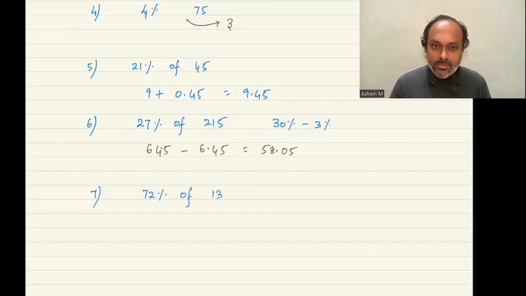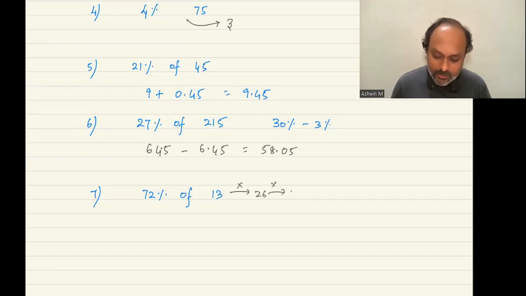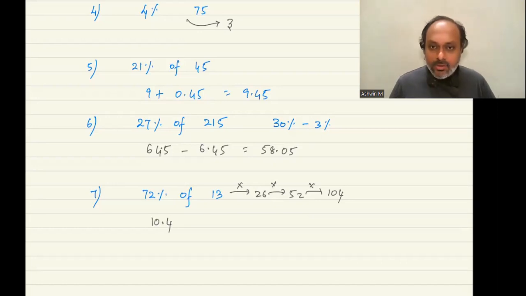Note that again, if you quickly observe, 72% can be written as 80% minus 8%. Now if I want 8%, what did we discuss? Double the number 3 times. So 13 doubled once becomes 26, doubled again becomes 52, doubled again becomes 104. Now all these things you can do mentally. So 104, if I want 80%, I'm going to write this as 10.4, right? 80% of 13 becomes 10.4, minus 8%, 1.04. If 80% is 10.4, 8% is 1.04. So 10.4 minus 1.04 is going to be 9.36. That will be 72% of 13.